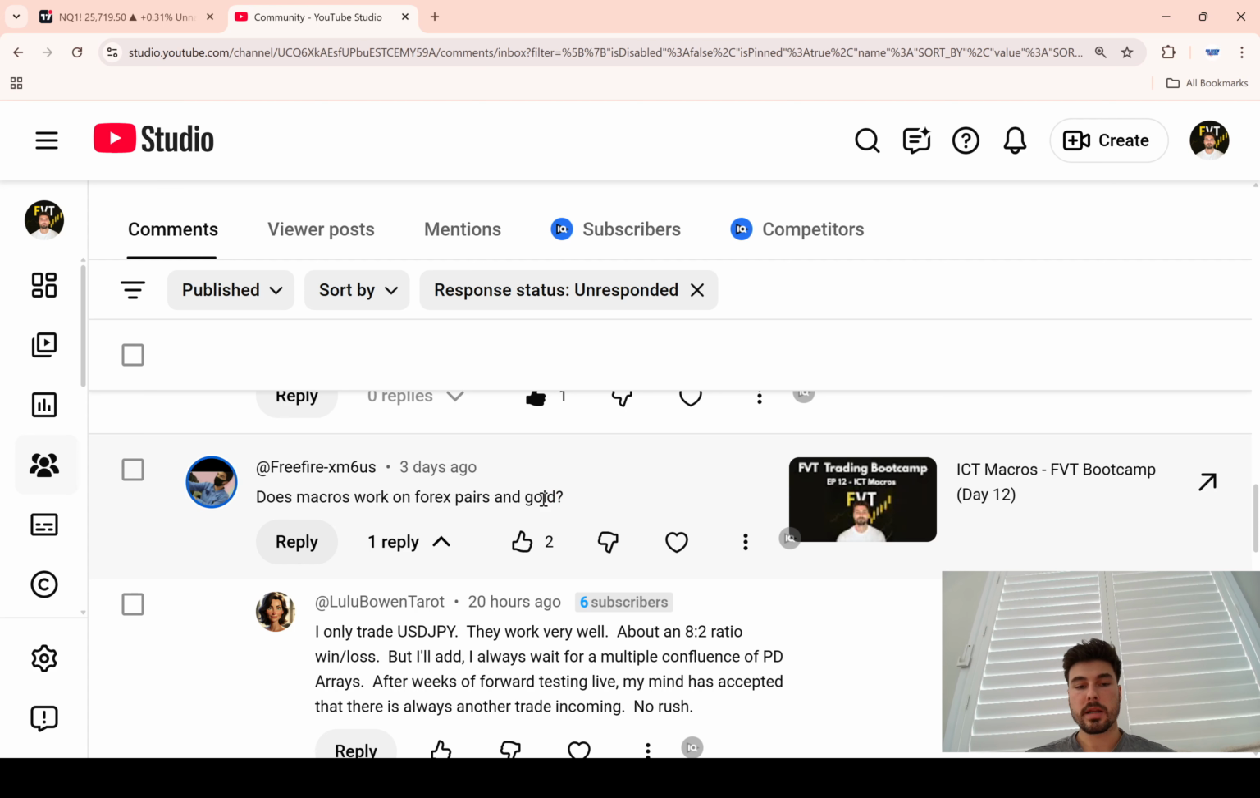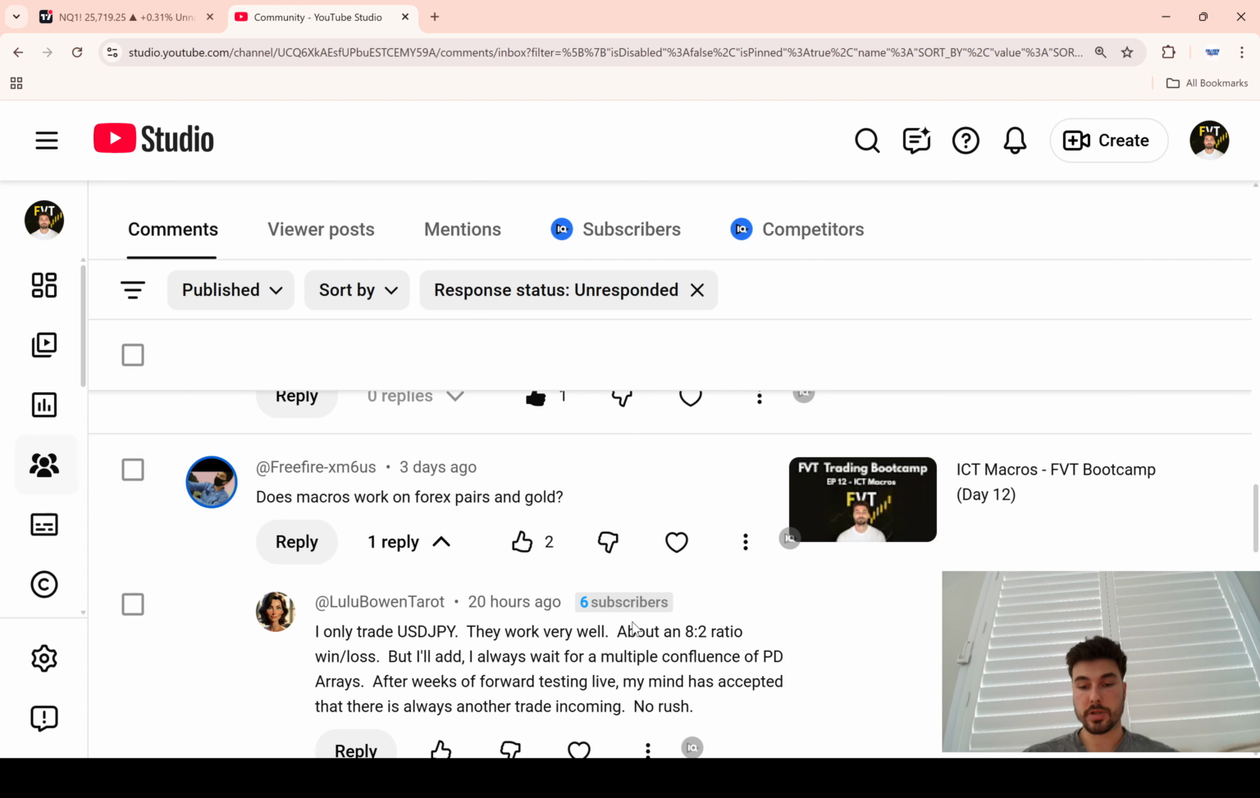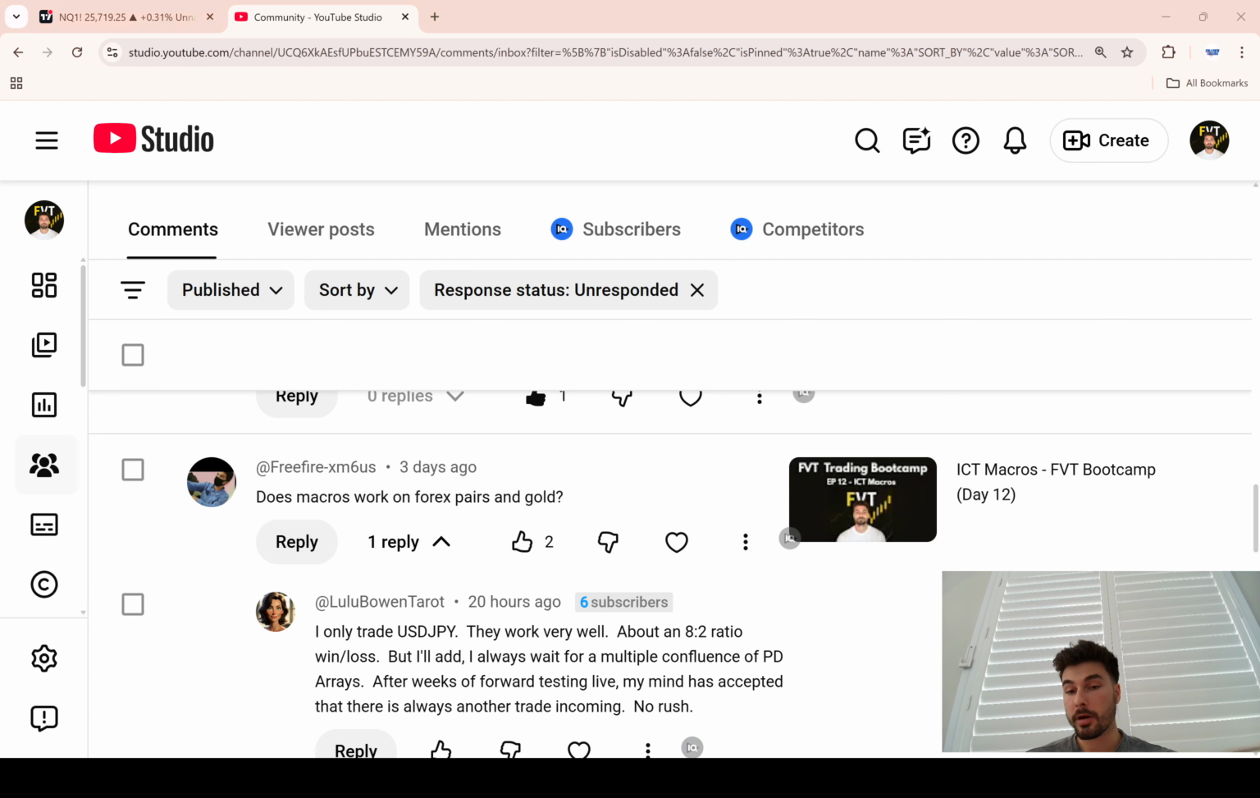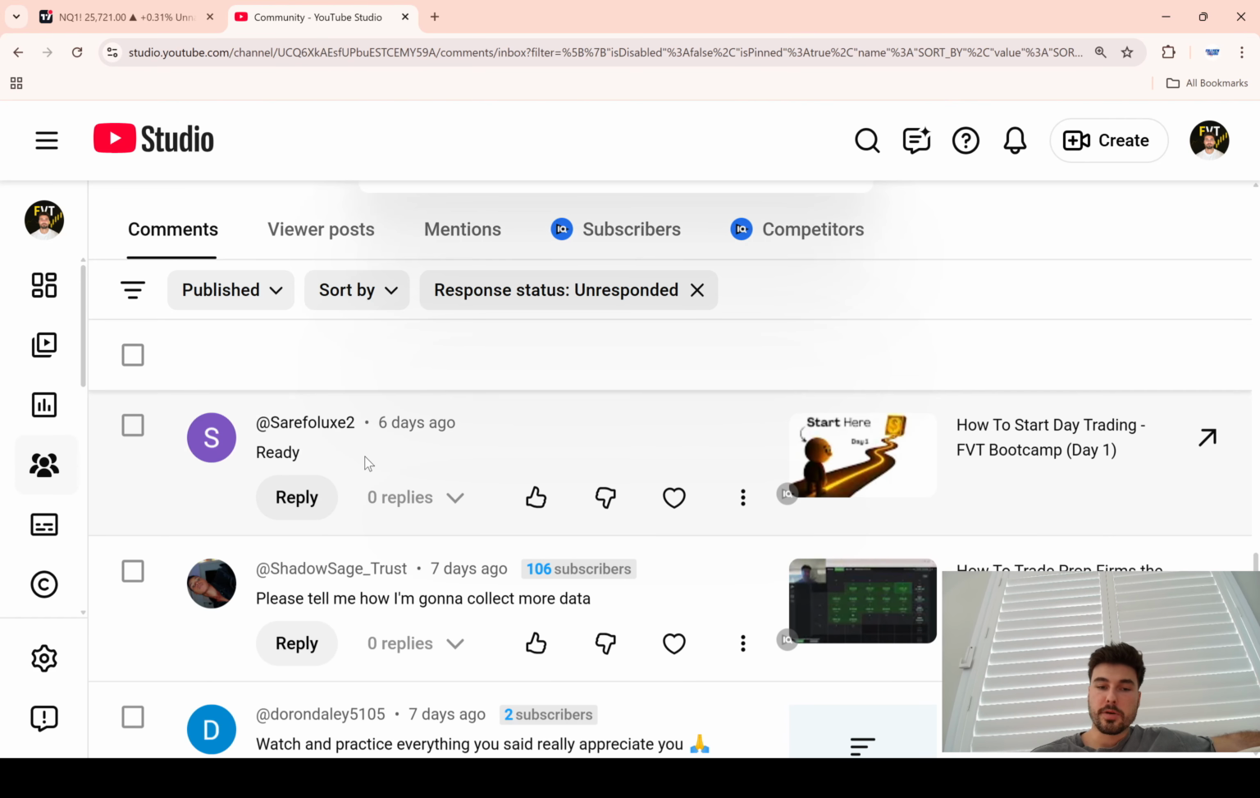This is yes, right? Macros work, and I've had this question. I reckon it's probably the most common question I've had, at least 100 times, right? They work all the time. It's just a timing element. So they work on Forex, on futures, on gold, on Bitcoin, on crypto, whatever you want to trade. They work. You just got to study it.